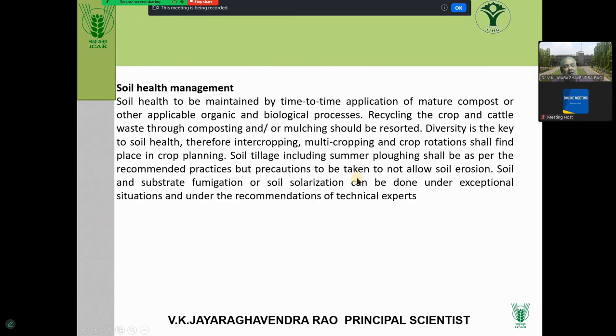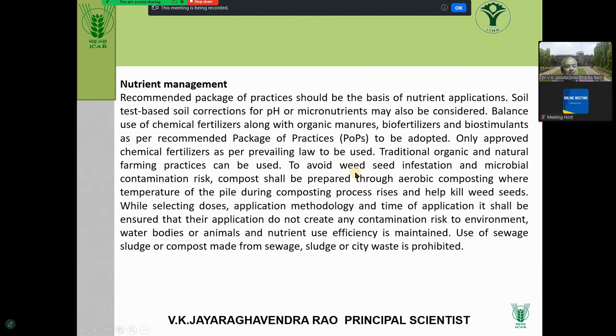Soil health management, you will do as per the guidelines. Nutrient management as far as possible. If you claim the package of practices, today there is another concept called the organic seed. If you are going to produce organic seed, you should use organic package of practices. Compost should be prepared through aerobic composting. There are some coco peat and others where anaerobic fermentation is used.